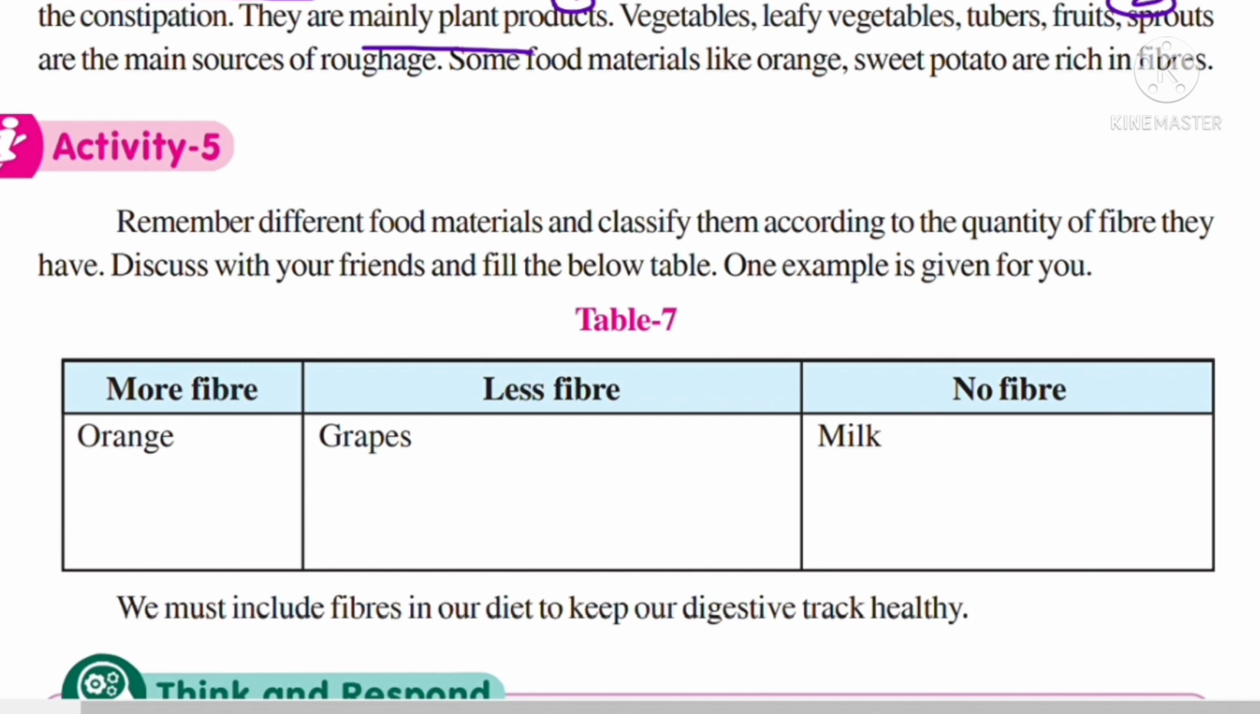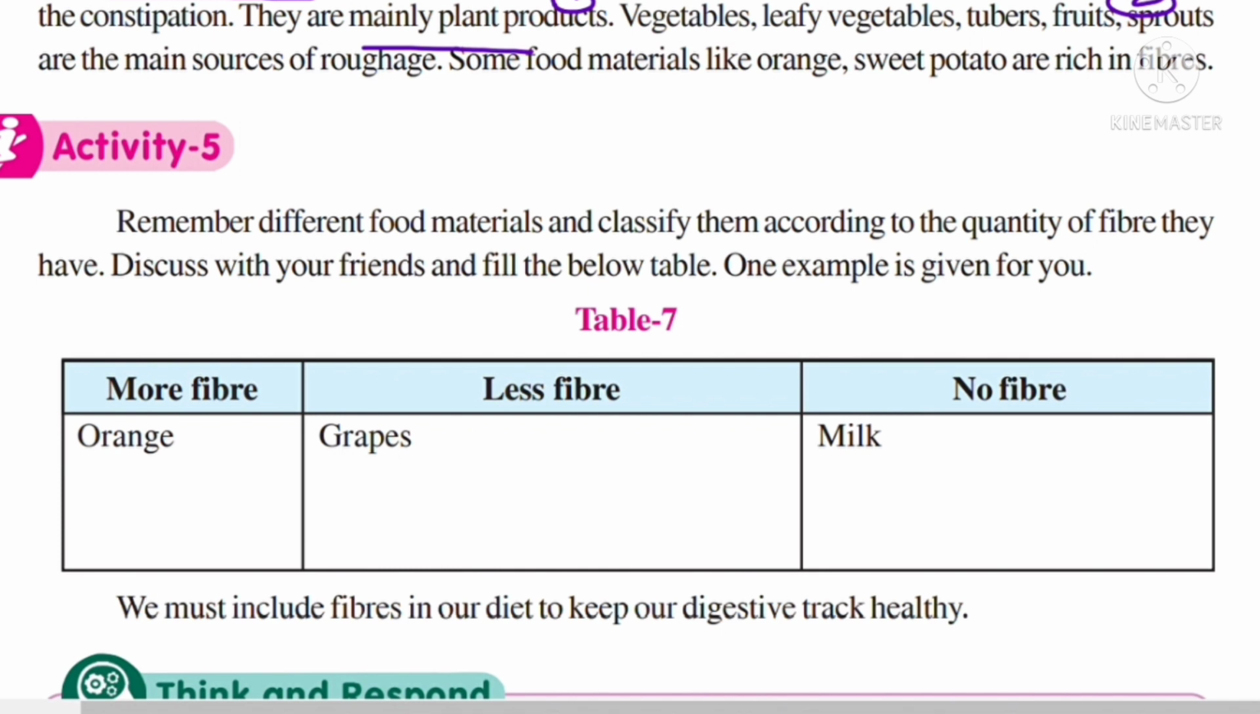and fill the table below. One example is given for you. More fiber, an example is orange; less fiber is grapes; and no fiber is milk. So we will write some more.